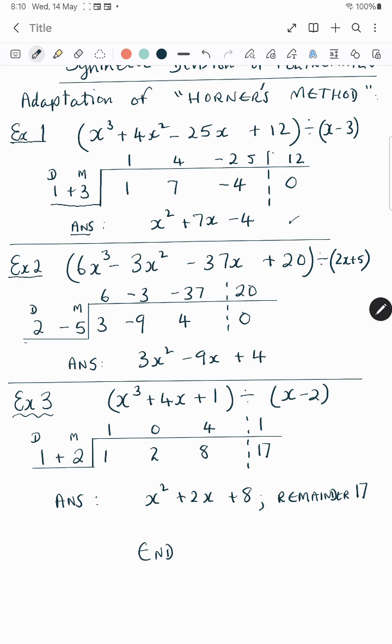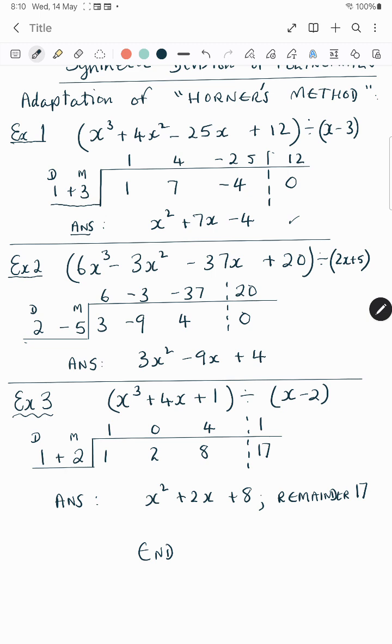Okay, so 1 into 1 goes once. 2 times 1 is 2, added on to 0 is 2. 2 twos is 4, added on to 4 is 8. 8 twos is 16. 16 added on to 1 is 17. So our answer is x squared plus 2x plus 8, and remainder 17.